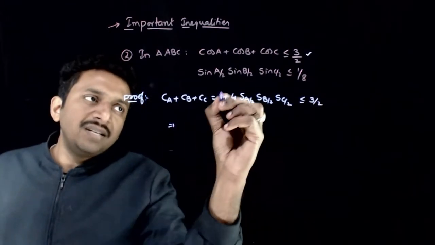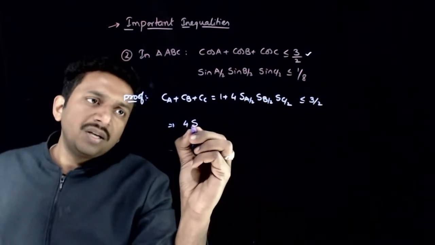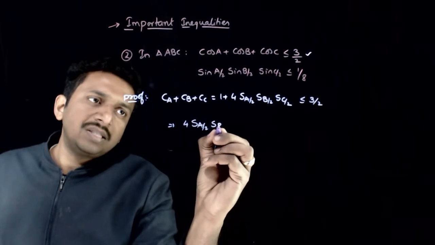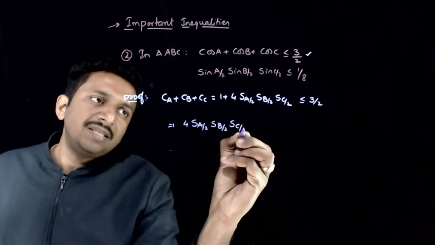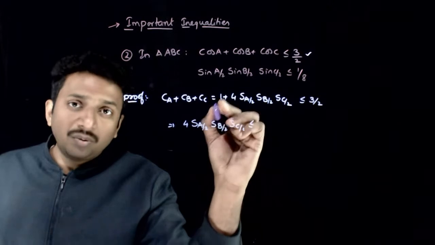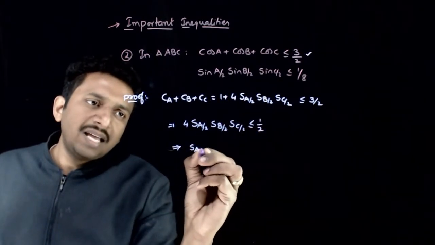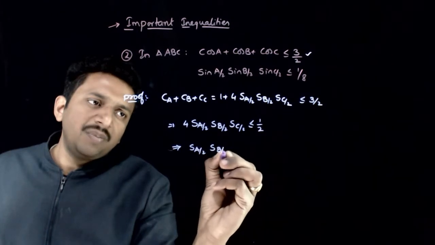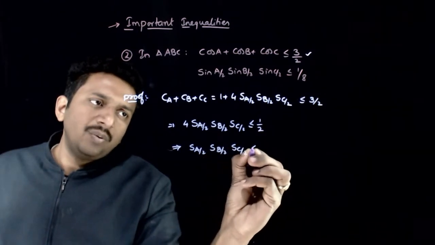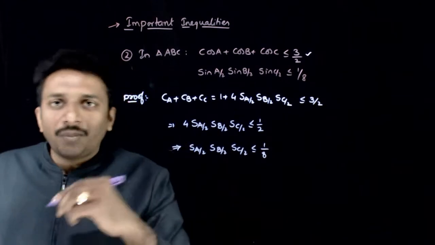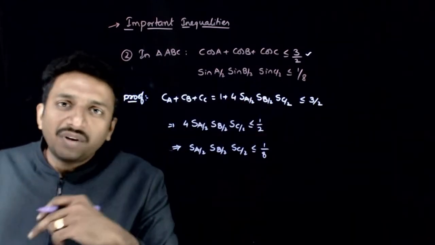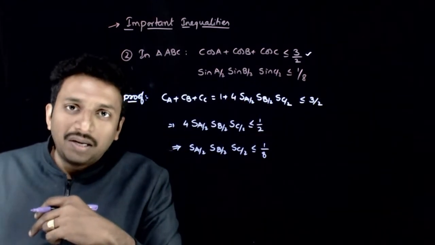So this implies, if you send this one onto that side, 4 sine A/2 sine B/2 sine C/2 is less than or equal to 3 by 2 minus 1, which is half. This implies sine A/2 sine B/2 sine C/2 is less than or equal to 1 by 8. Hence we can prove this third inequality.